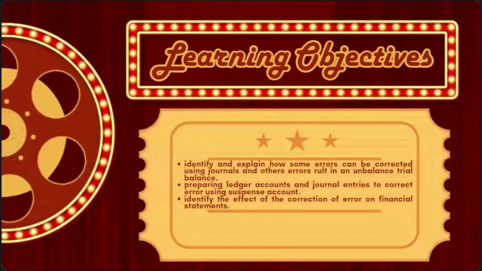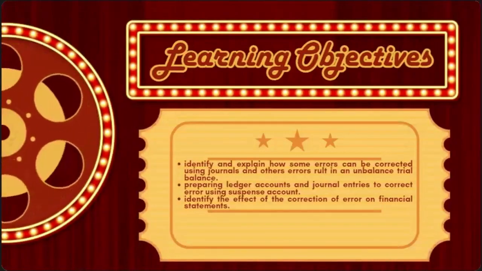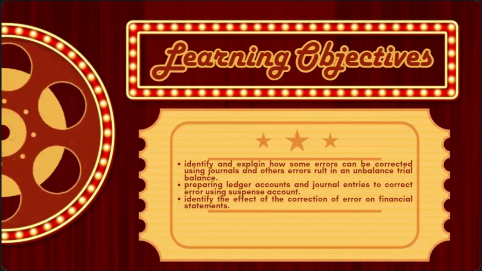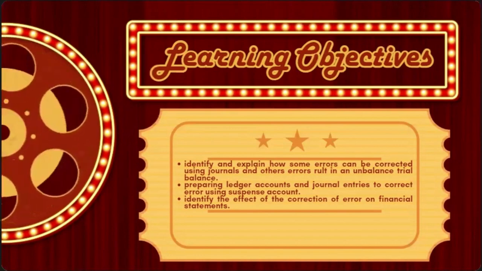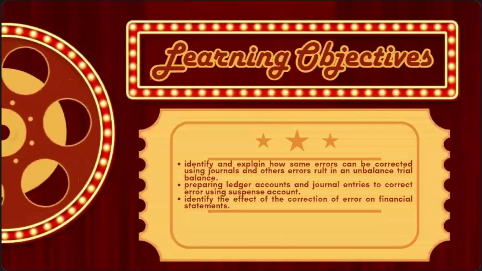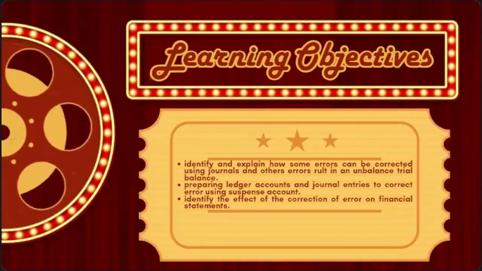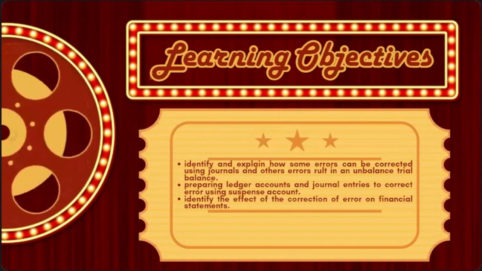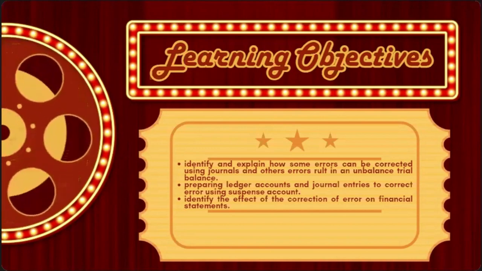These are our learning objectives for today. By the end of this presentation, we are going to be able to identify and explain how some errors can be corrected using journals, and other errors that result in an unbalanced trial balance.